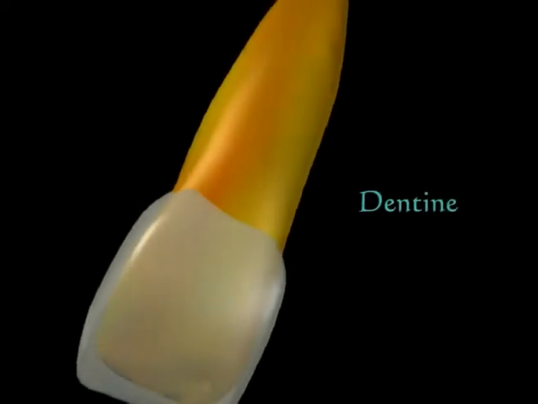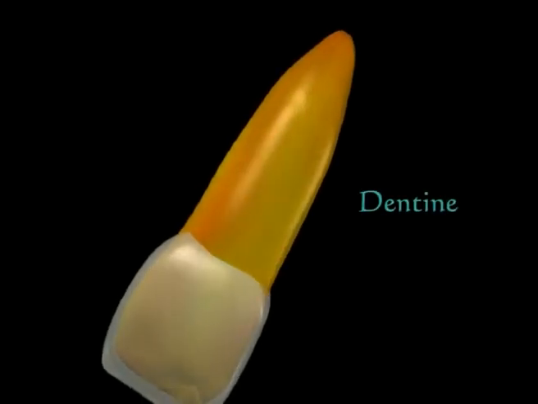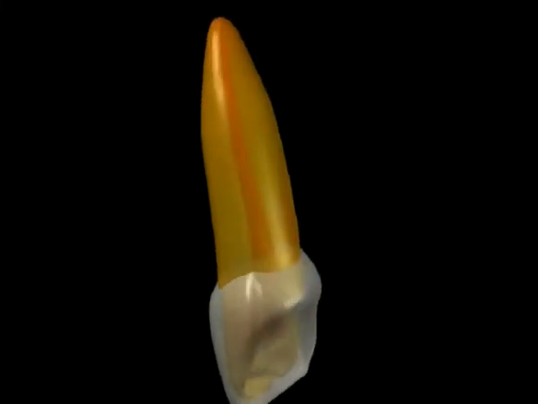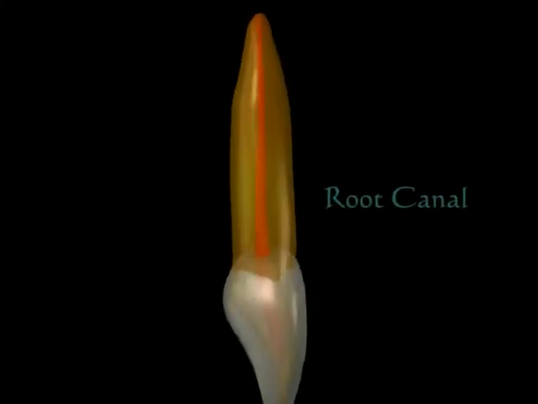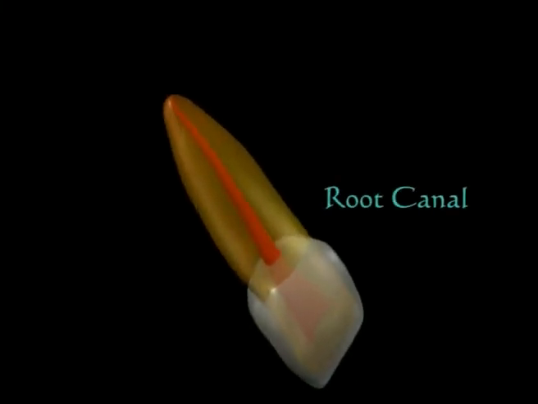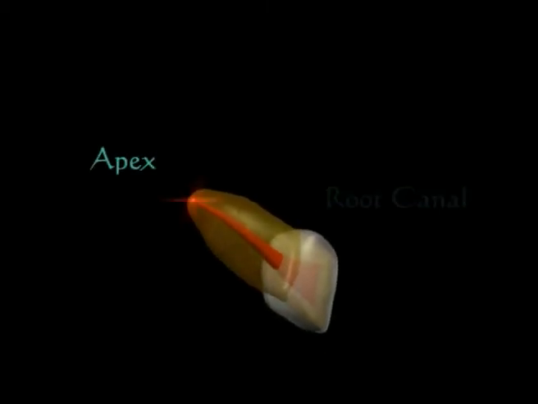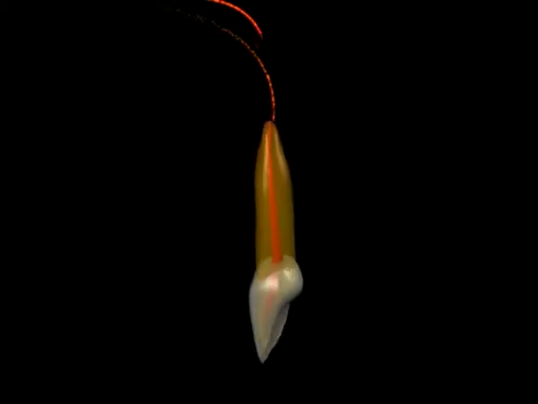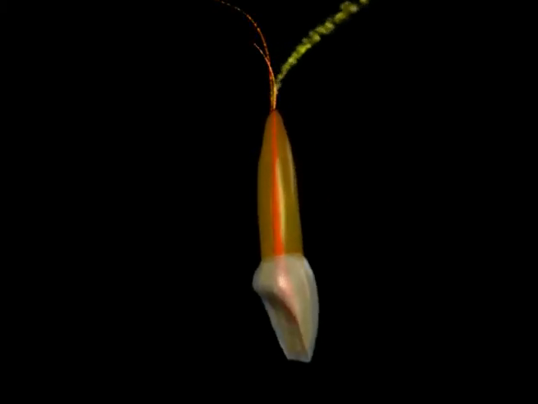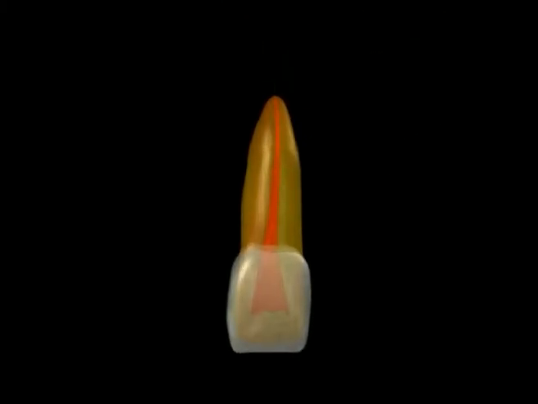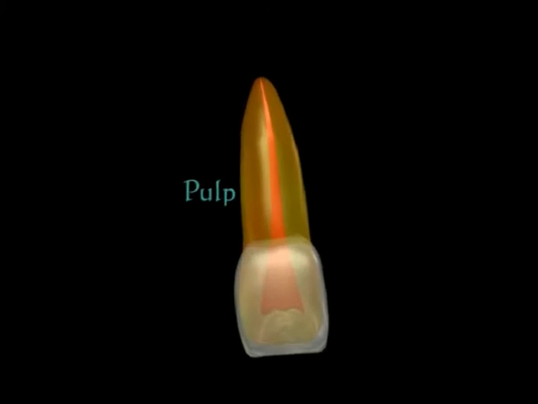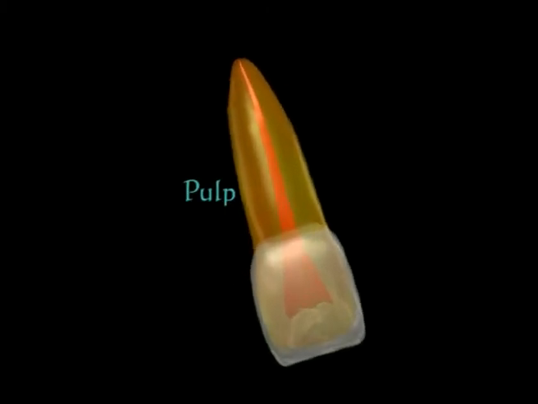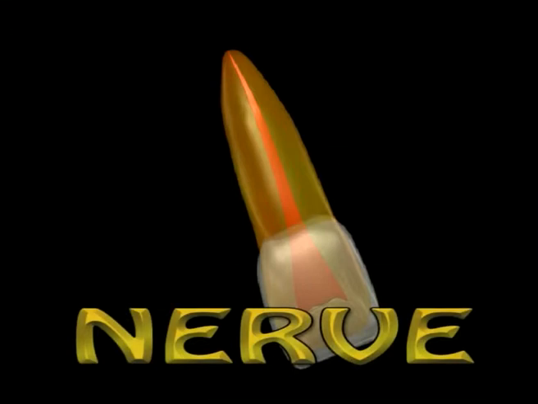Dentine makes up the inside of the crown and the bulk of the root of the tooth. Down the centre of the root is an empty space known as the root canal. This canal opens at the end of the root, called the apex, deep in the jawbone. Through this opening enter the nerve fibres and blood vessels which bring nutrients to the tooth and take away the toxins. These contents of the canal are called the dental pulp, or in lay terms, the nerve of the tooth.